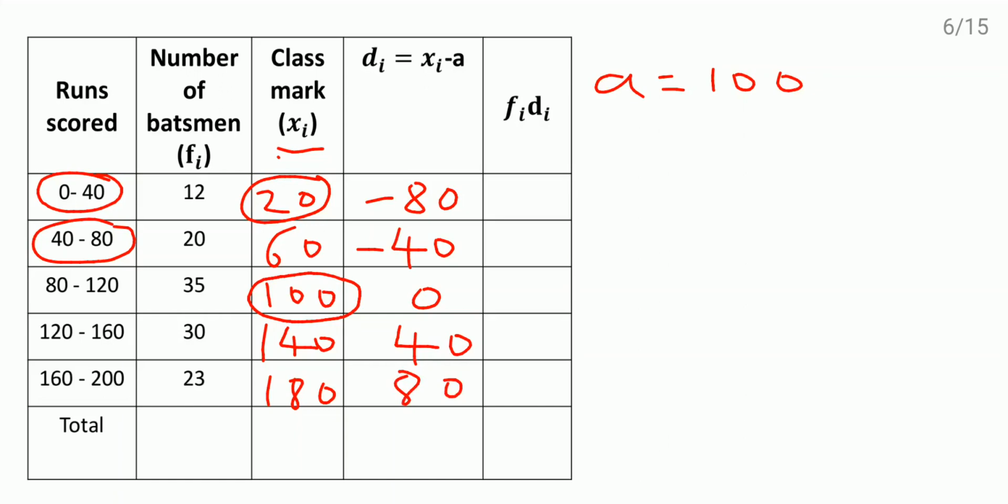Right? Now we'll do the multiplication. 80 into 12. So minus here, minus 12 8s are 96, so 960. Now 20 into minus 80. So minus here, 800. Then this is 0. The next one is 40 into 30. It is 1200.